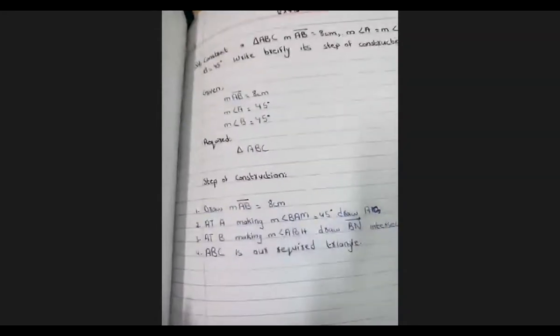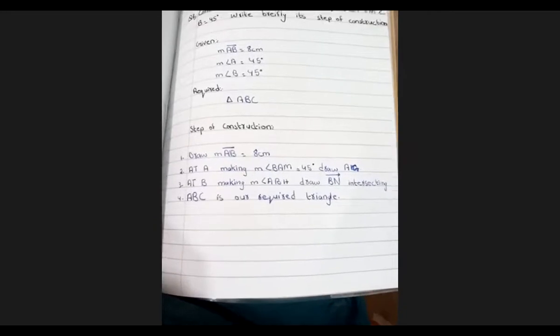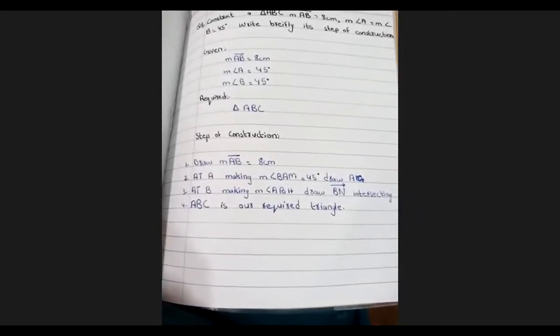Now the next one is Jay Kumar's copy. Yes, Jay Kumar. I can't see it properly. Yes. At A, making BAM is equal to 45 degrees. Draw AG. Wait, what is written in the second point? Draw AG. You have taken G and H. Okay, again show me the steps of construction. Acha, you have written at A, making BAM. Beta, you have written here BAM.